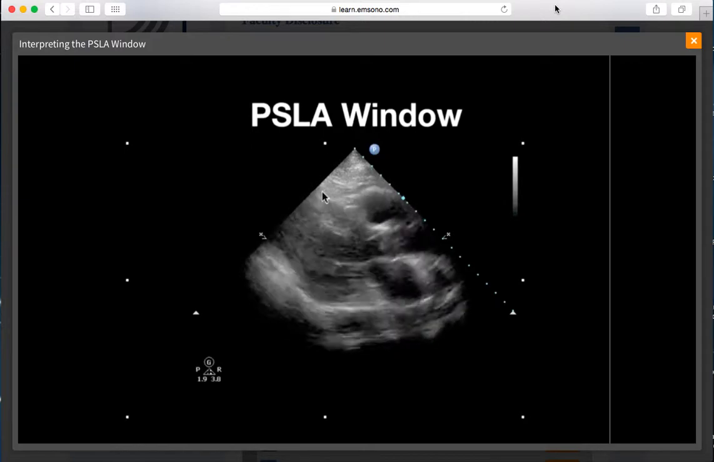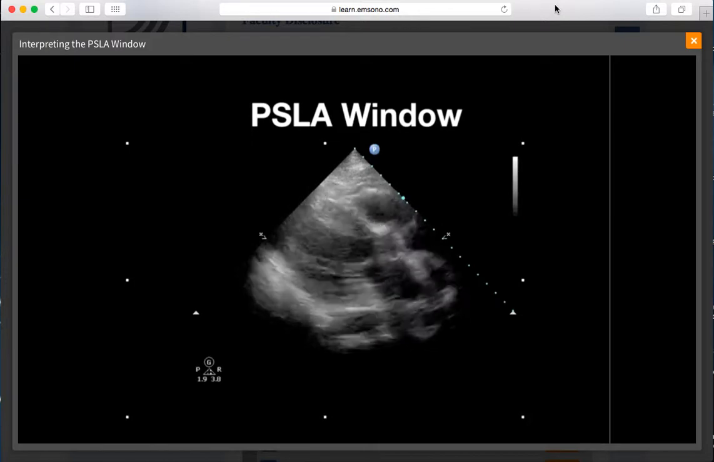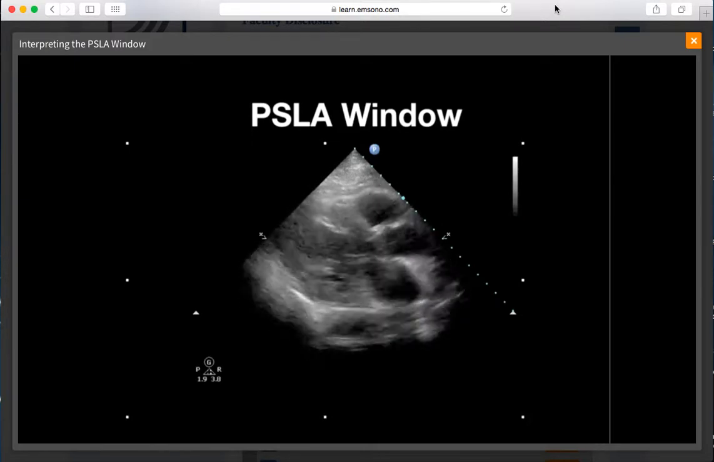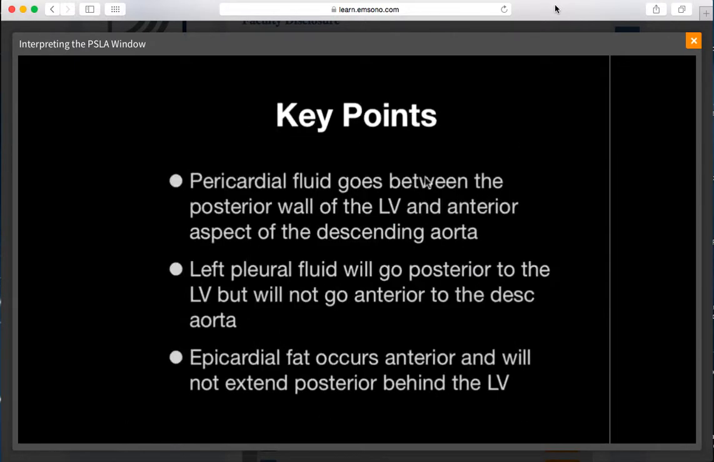So this patient had an epicardial fat pad. But you can see how the addition of the parasternal long axis, when you have doubt, can be helpful in differentiating between the two entities. Let's review the key points before ending the video.